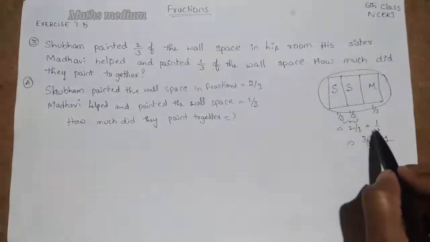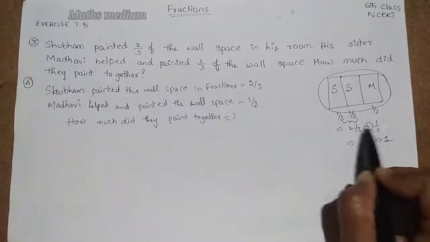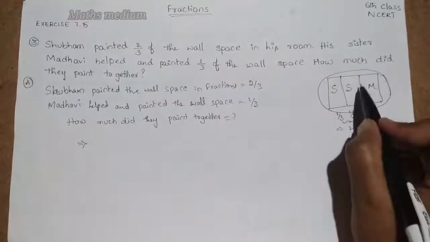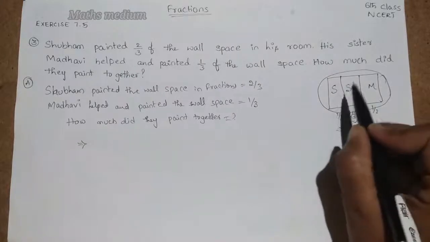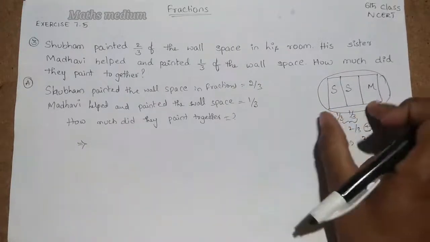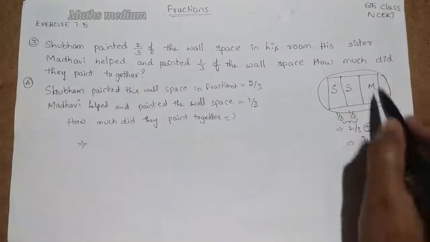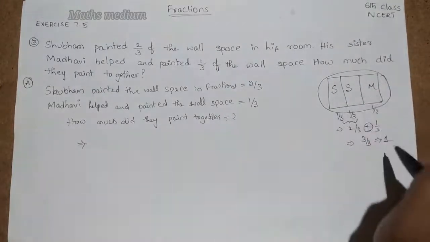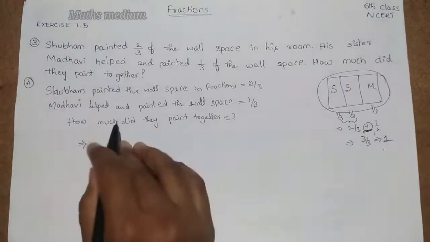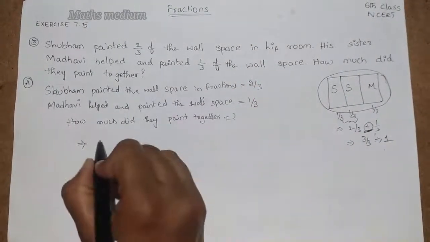So see here, we are having addition. Addition of fractions. Similarly here also he painted 2 by 3 of the wall and she completed the remaining wall also. That is also one statement through this example. So by combining these two we get the answer. Combining is nothing but addition. So we have to add this and this.